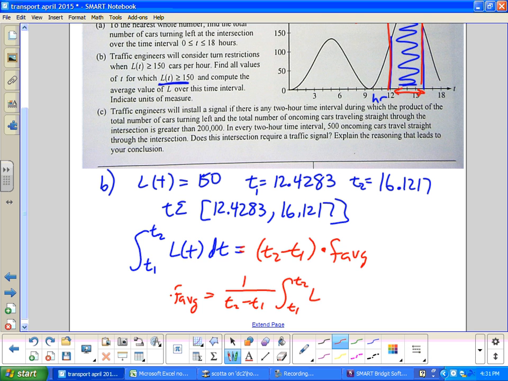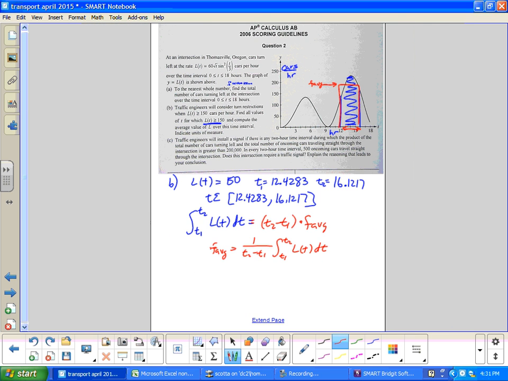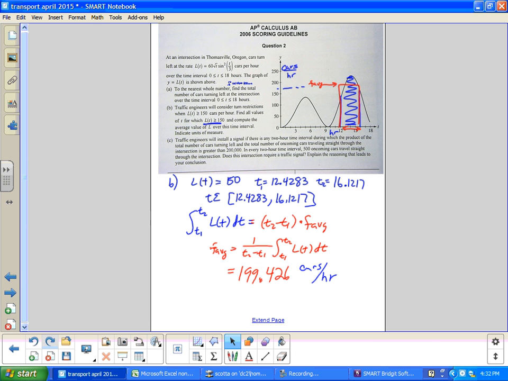and this might be the formula you guys are more accustomed to from your professors or teachers. I like to think of it in terms of the shape and then derive the formula. I don't memorize it. So I do this integral, and I get 199.426. Now, what are the units? Well, the units here, right, this is cars, this is hours. So our units on this number are cars per hour. And that makes sense because that F average is on the y-axis there, which has the units of cars per hour.